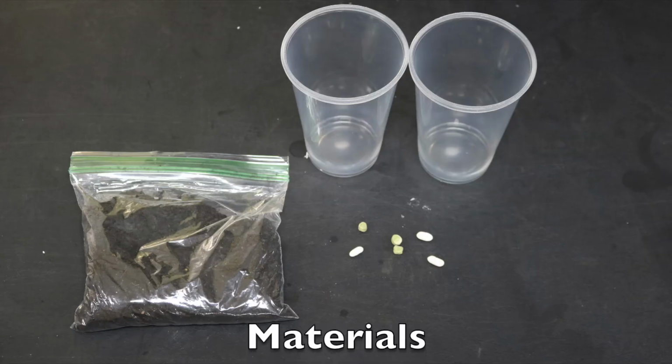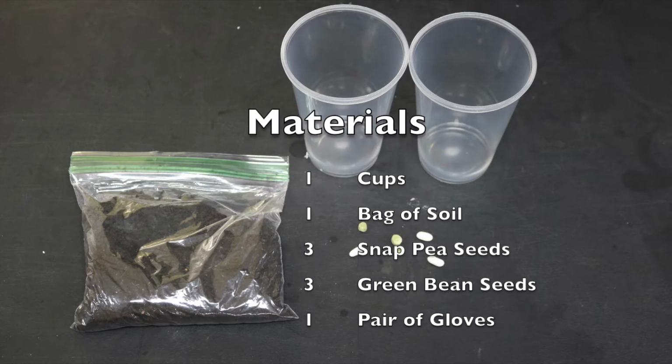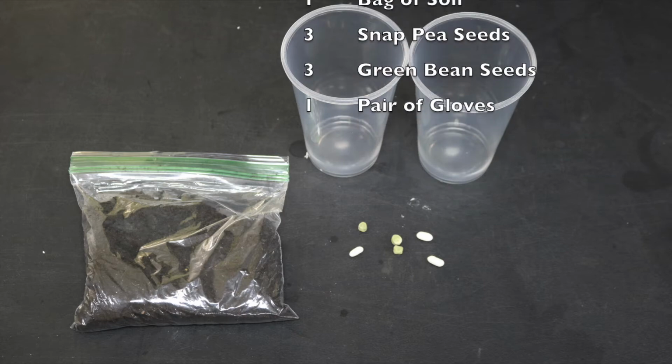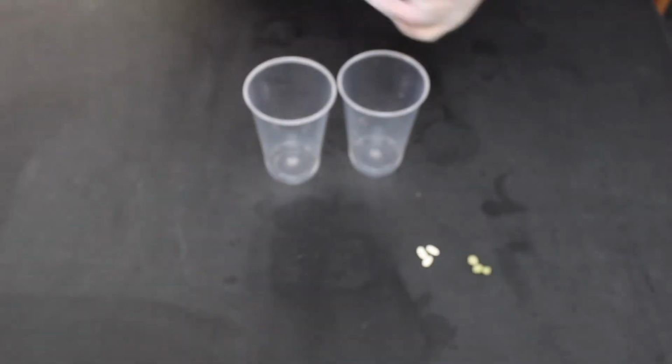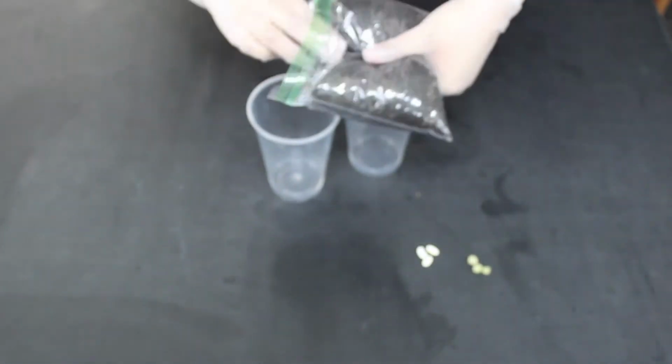For this activity, you will need 2 plastic cups. You may use some more if you have some at home, a bag of soil, 3 snap pea seeds, 3 green bean seeds, and a pair of gloves that was provided for you. We will begin by opening your bag of soil. You will need to divide this equally into your cups so all your seeds get the same amount of soil.